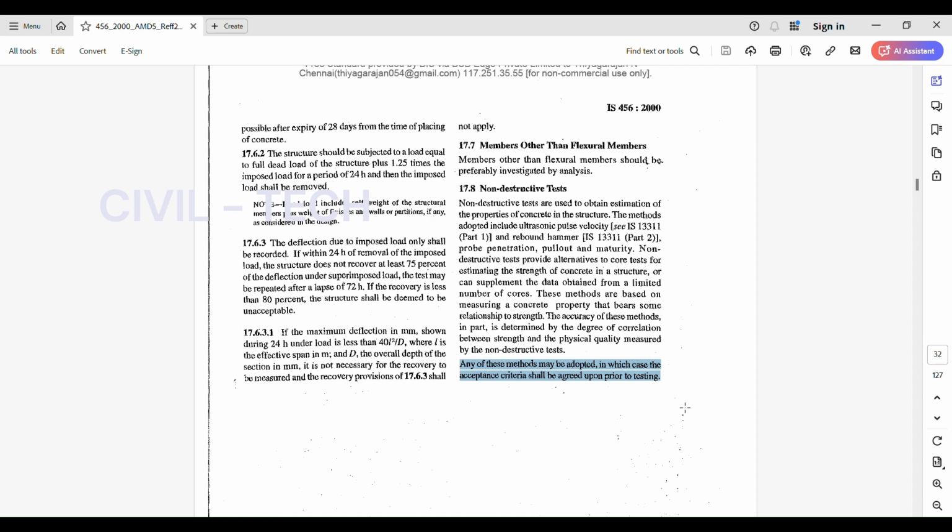upon prior to testing. So before starting the testing, we need to consider which test has to be taken. This is the acceptance criteria of the test, and it has to be followed in further proceedings. So these are the details that need to be considered and agreed before the testing. I think these details are useful for your learning.